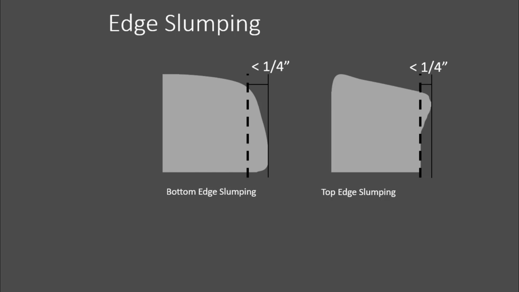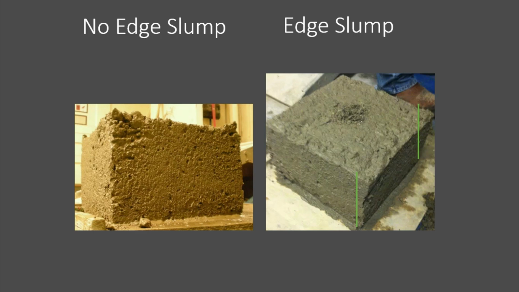Sometimes there's bottom edge slumping. Sometimes there's top edge slumping. And there are 2 pictures there. One on the left is straight. Look at that, perfect, amazing. And one on the right, it's kind of bending over a little bit at the top there. You got the green lines in there to show that it's not a good mix, right? We need forms to kind of hold that sucker in place.